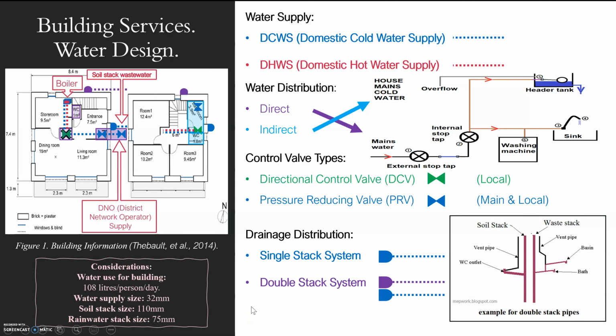Okay, and then considerations, obviously water use, you need to think about how much you use per day, because you need to tell the network operator how much you're going to use so they can size your water pipes accordingly. And then standard size is 32 for water supply, and then you've got soil stack, which is for all of your waste, is 110 mil. That's your standard sizes. And then rainwater, of course, for your rain going into your gullies.